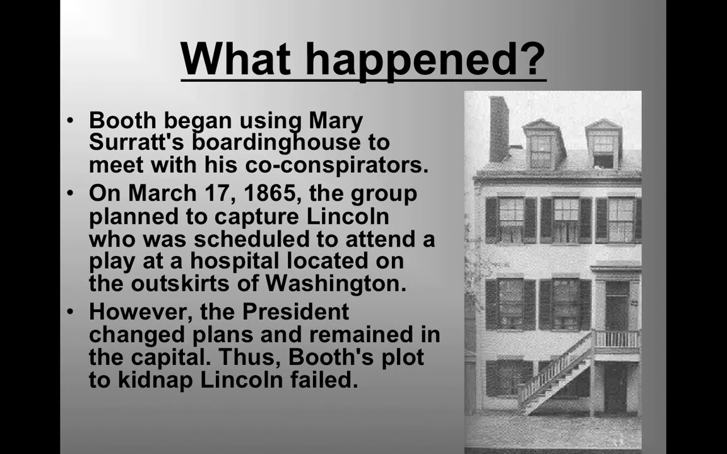What happened was that Booth began meeting at a boarding house which was owned by a woman named Mary Surratt. Here's the picture of the boarding house here. And at this location, John Wilkes Booth met with his co-conspirators. On March 17, 1865, this is less than a month before the Civil War ends, the group planned to capture Abraham Lincoln, who was scheduled to attend a play at a hospital located on the outskirts of Washington, D.C.